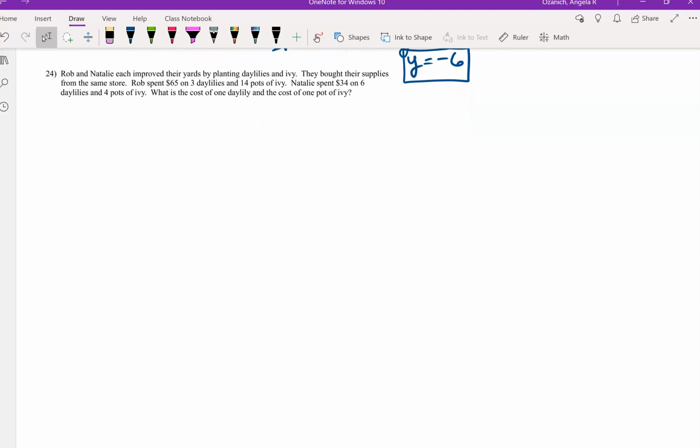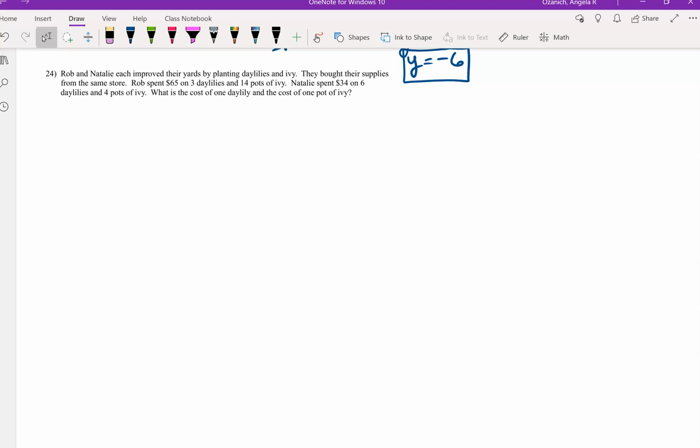All right, guys. Rob and Natalie each improved their yards by planting daylilies and ivy. They bought their supplies from the same store. Rob spent $65 on 3 daylilies and 14 pots of ivy.